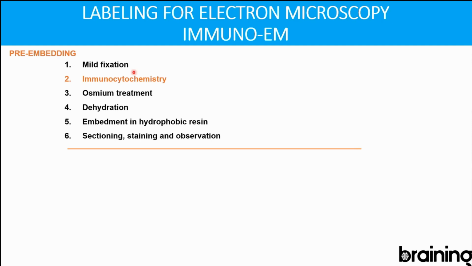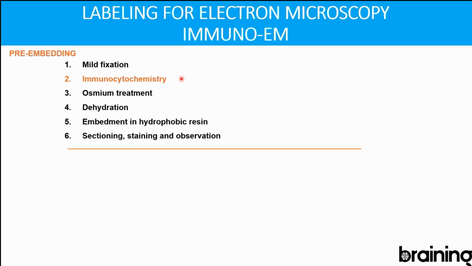As I told you, you're going to have to do a mild fixation. You cannot use too much glutaraldehyde in this process, because then you're going to link your proteins so strongly that they're not going to be accessible to your antibodies. So this fixation needs to be milder than the one that we used for conventional EM. Then we're going to do our immunocytochemistry, I'm going to show you how. And then after that, we do all the rest of the treatment: osmium treatment, dehydration, embedment, and so on, like I told you in the beginning. So this is pre-embedding.